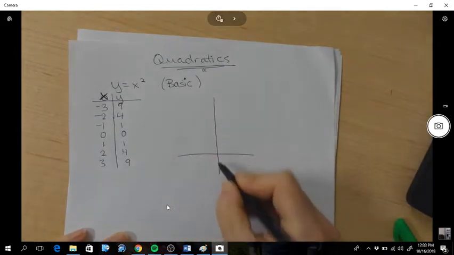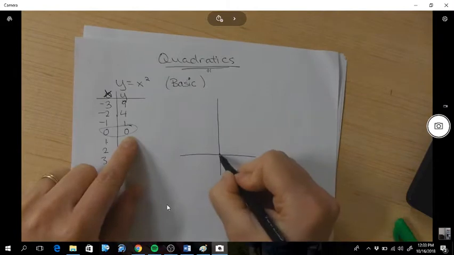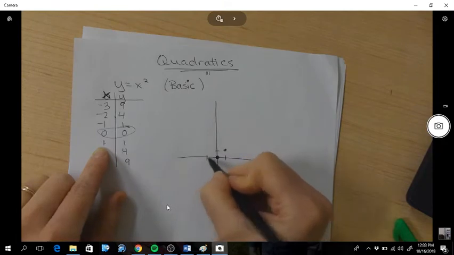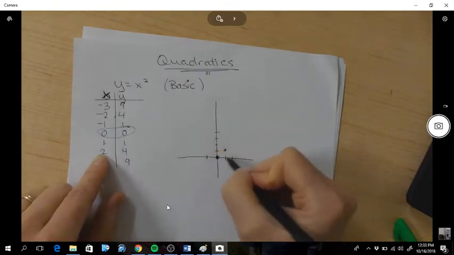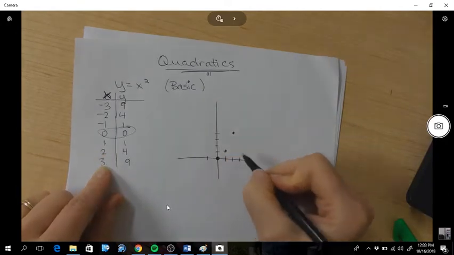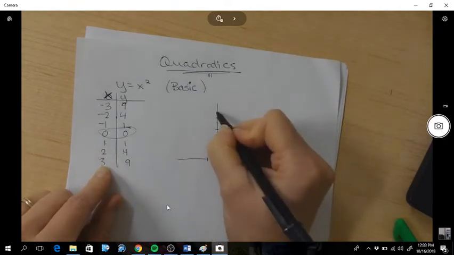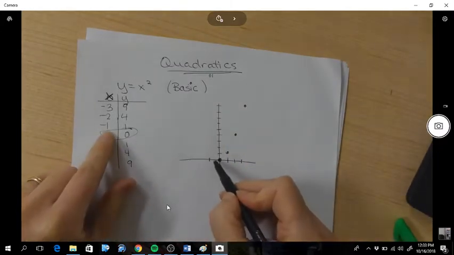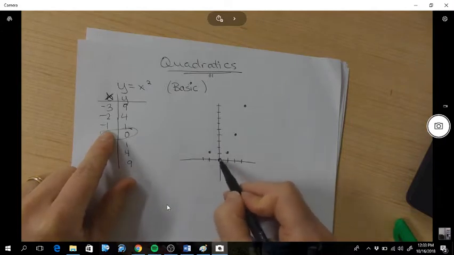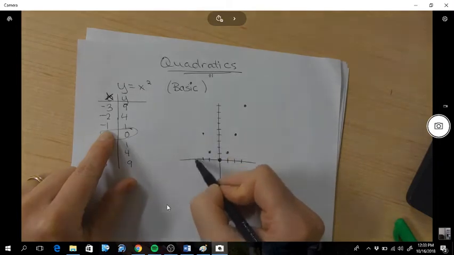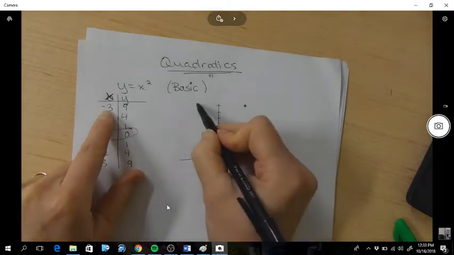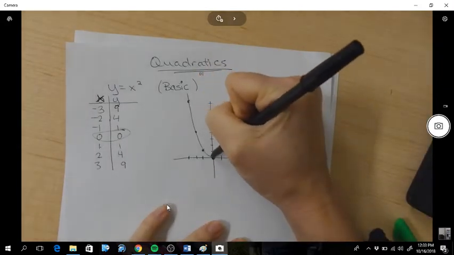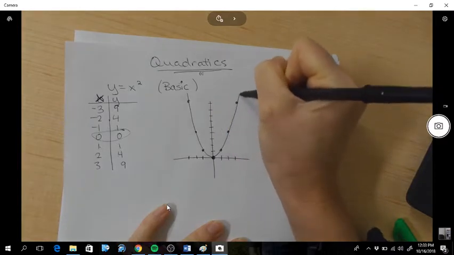So we're going to graph this. So I like to start here. 0, 0. And I'm going to go here. x1, y1. x2, y4. x3, y9. Now I'm going to go here on my left side, -1, 1, -2, 4, -3, 9. Okay, so connecting these points is going to be a U shape, which I refer to as a parabola.